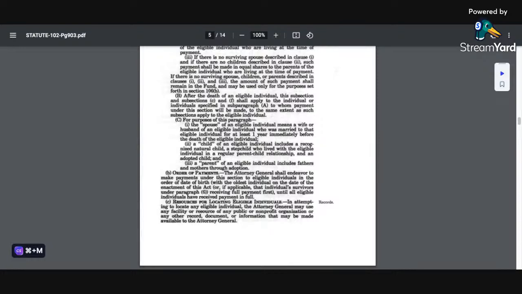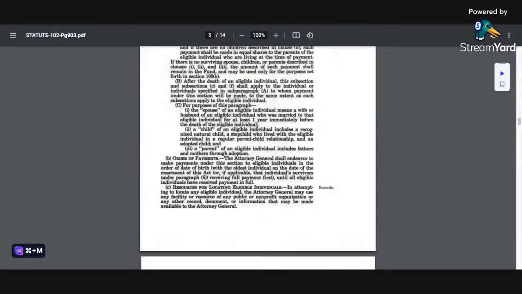That's interesting. B. Order of payments. The Attorney General shall endeavor to make payments under the section to eligible individuals in the order of the date of birth, with the oldest individual on the date of the enactment of this act, or if applicable, that individual's survivors under paragraph 6, receiving full payment first, until all eligible individuals have received payment in full.